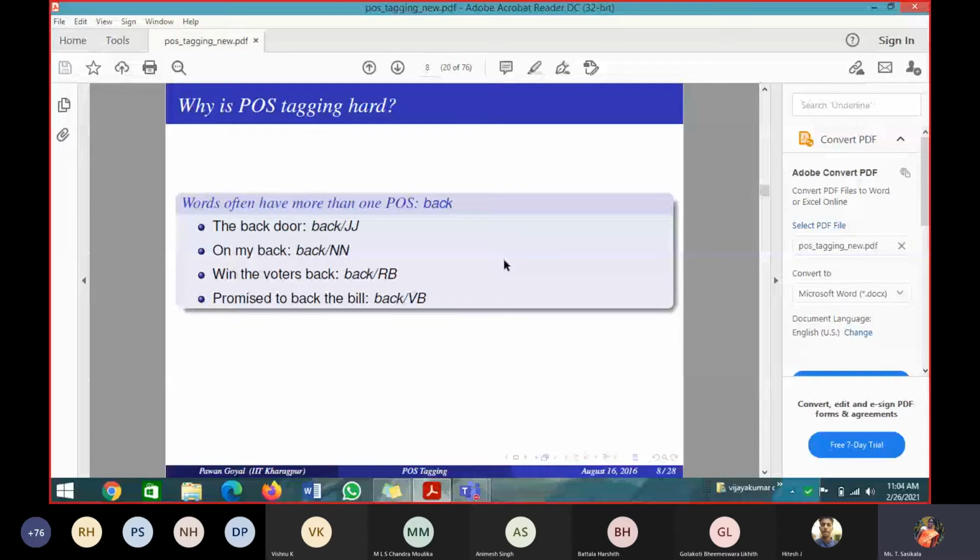In the back door, here back is an adjective. On my back, here it is a noun. In the water's back, it can be an adverb or verb. Next, promise to back the bill. So they have given these. Here the word back appears in different sentences, and it has different POS tags. That is the problem here.